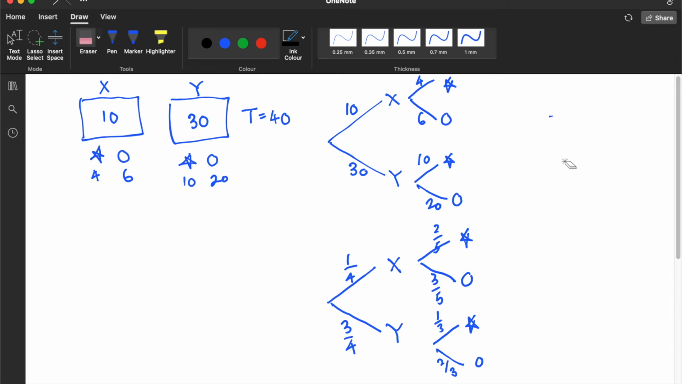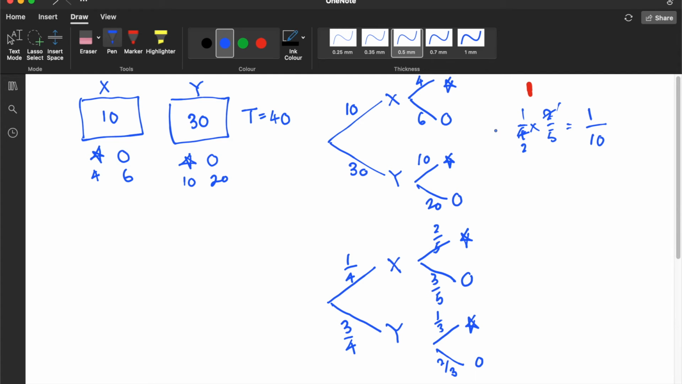Now comes the interesting part. What happens when we take this fraction and multiply by this? Let's calculate that one first. 1 over 4 multiplied by 2 over 5. That simplifies to 1 over 10. This cancels, 1 and 2. Now, let's take a look at the original number.